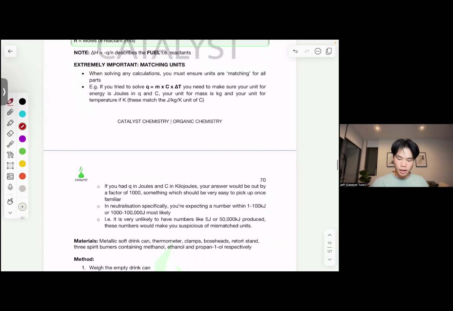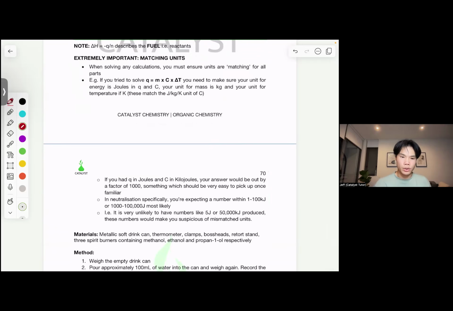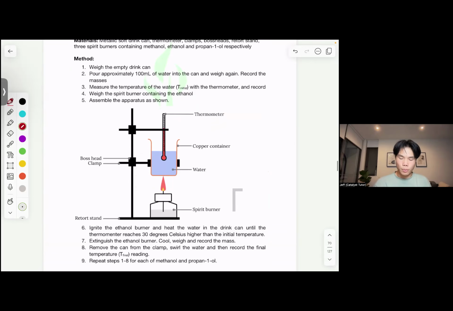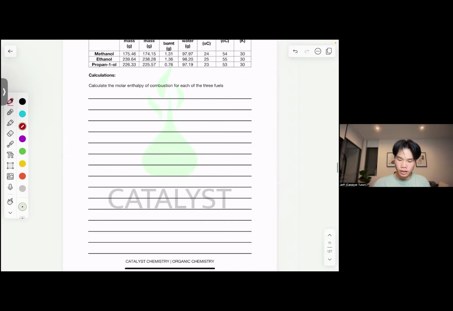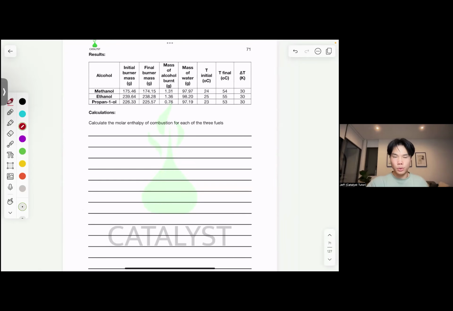Always match your units. This is what your spirit burner prac looks like. You'll burn some alcohol, measure the mass change, and find out from that how many moles of fuel you burnt. From the temperature change, you can figure out how much heat was released per unit of fuel burnt. Hopefully you've all done this prac as well. Your typical question will give you the initial burner mass and final burner mass. They won't usually give you the mass of alcohol burnt, so you have to calculate that yourself. They'll give you the mass or the volume of water.